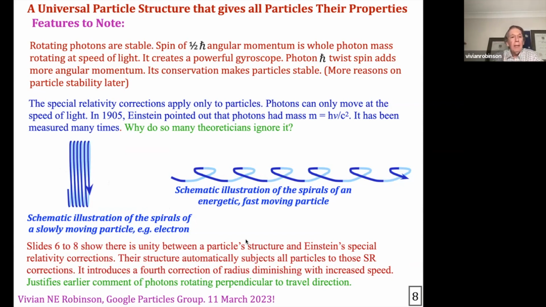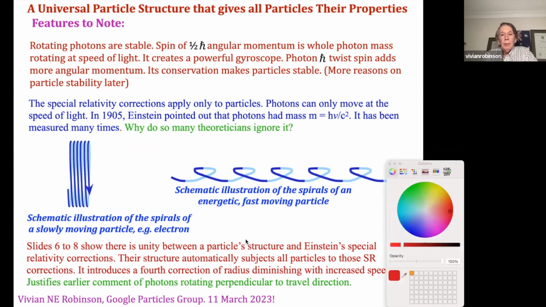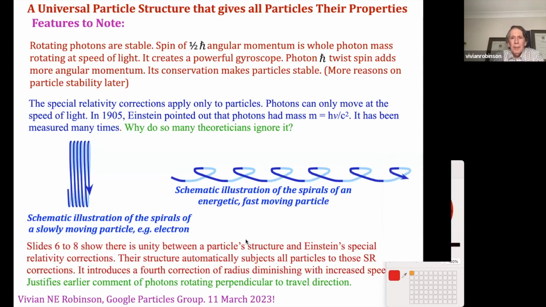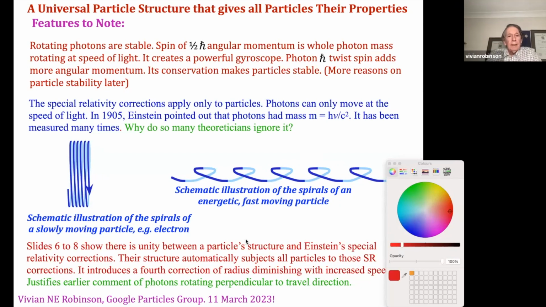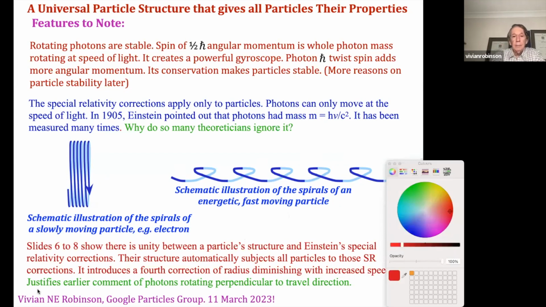Now, I'd like to suggest that those last 3 slides show there is a unity between Einstein's special relativity corrections and the structure of matter. This structure automatically subjects all particles to the special relativity corrections. It also introduces that 4th correction, the reduction in radius, as illustrated here with increased speed. And I respectfully suggest that helps to justify my earlier comment on photons rotating perpendicular to their travel direction.